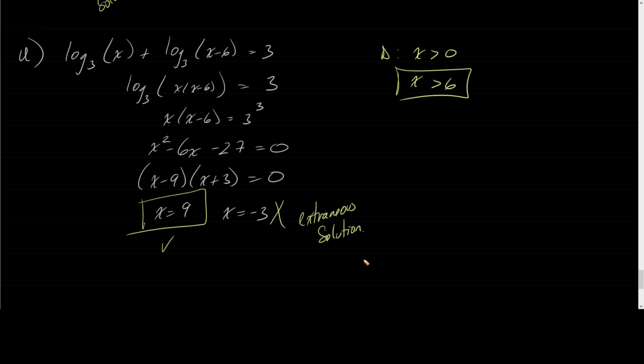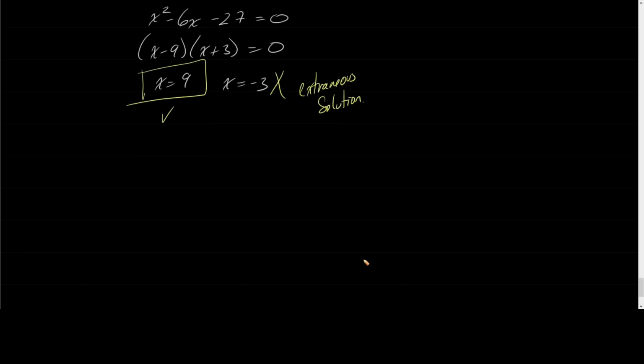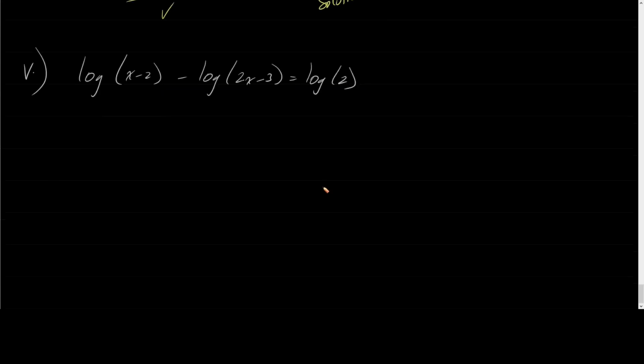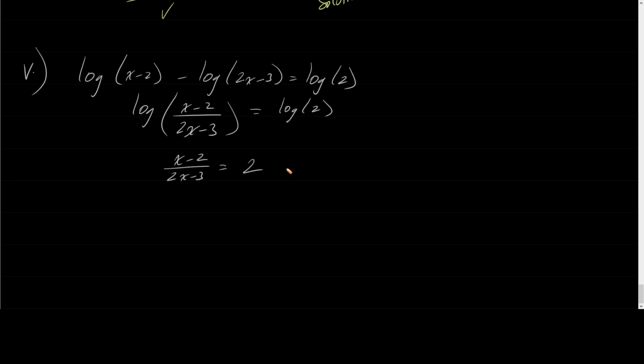Extraneous solution. All right, so that was U. V. Let's say that I have log of x minus 2 minus log of 2x minus 3 is equal to log of 2. So in here, combine the logs, so I end up with log of x minus 2 over 2x minus 3 is equal to just log of 2, giving me that x minus 2 over 2x minus 3 must be equal to just 2.